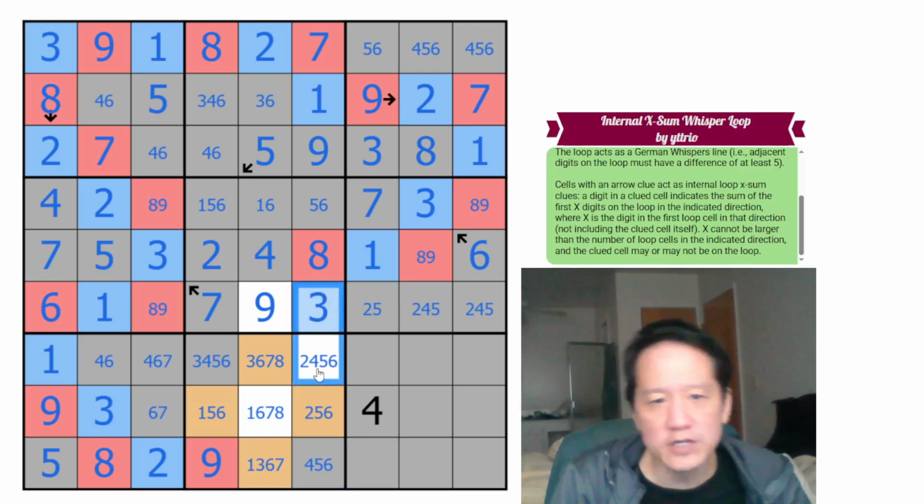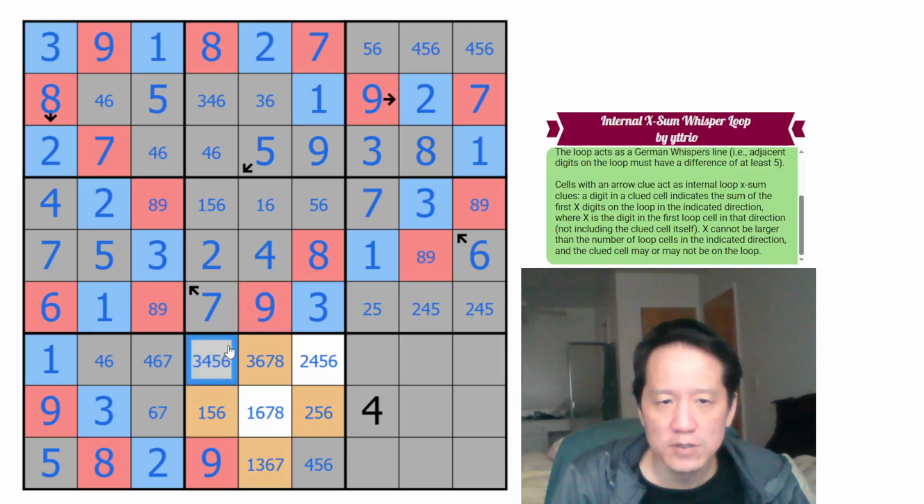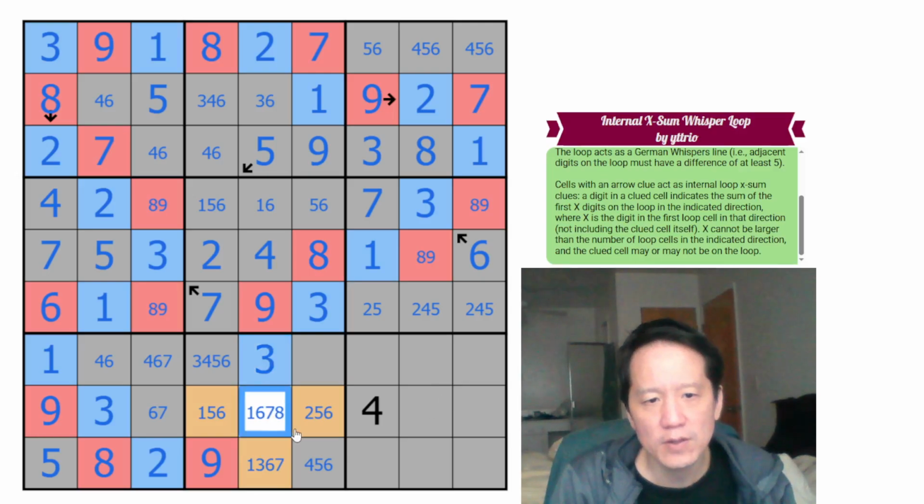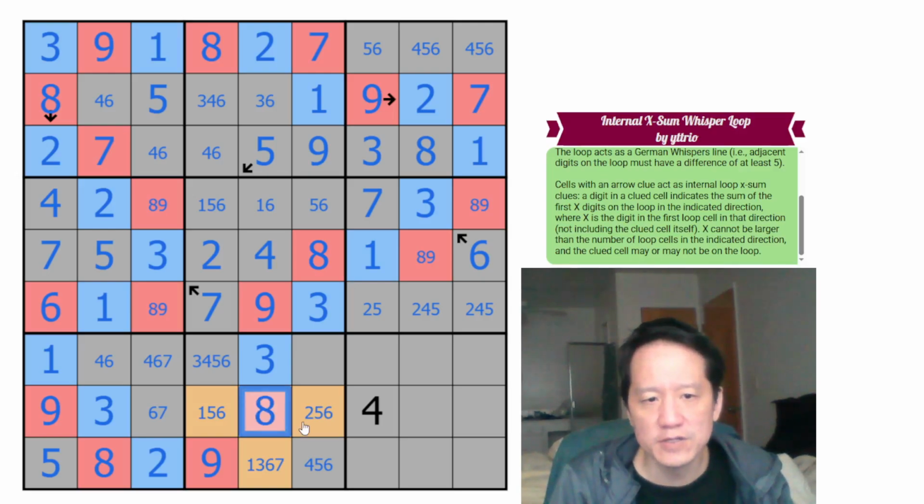Okay, so if it tried going this way, the problem is it would have to be an 8 or a 9 to be next to it. And none of them could be 8 or 9. So it has to go this way, which means this is not on the loop. It has to go this way, which means this is on the loop, so this is a 3. It has to go only this way, which forces this to be 8.